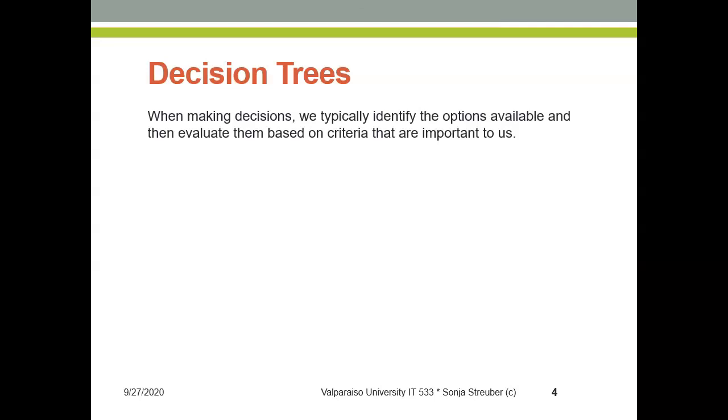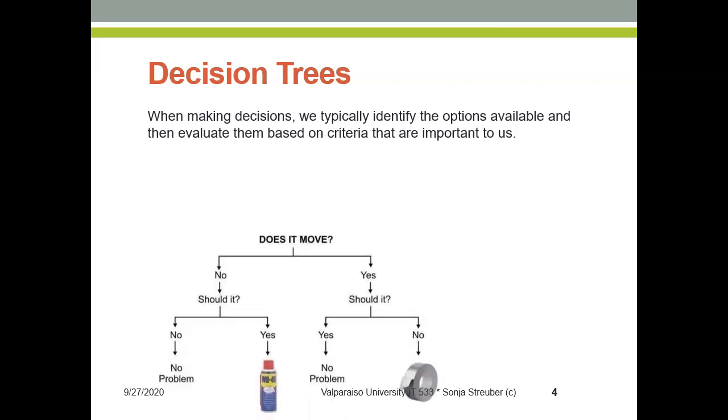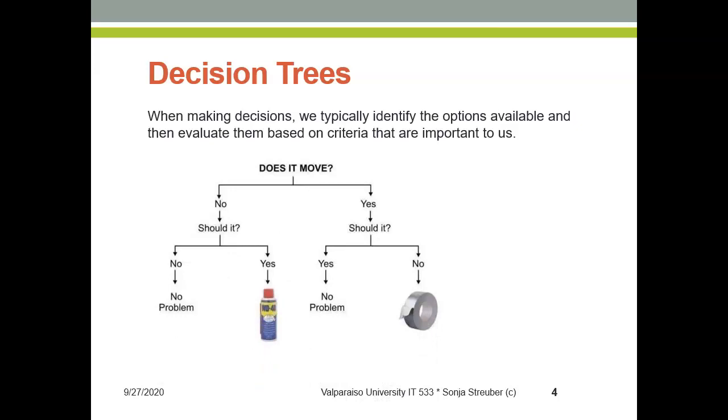So why do we need decision trees? Well, when we humans make decisions, we typically identify the options that are available to us, and then we evaluate these options based on the criteria that are important to us. Let's take a look at an example decision tree.